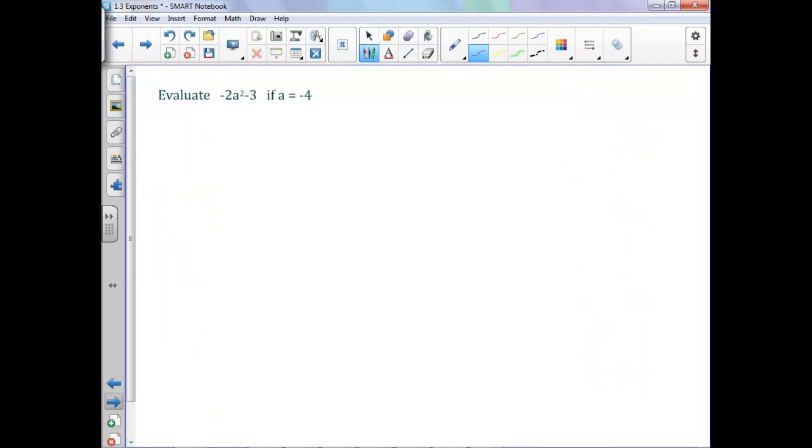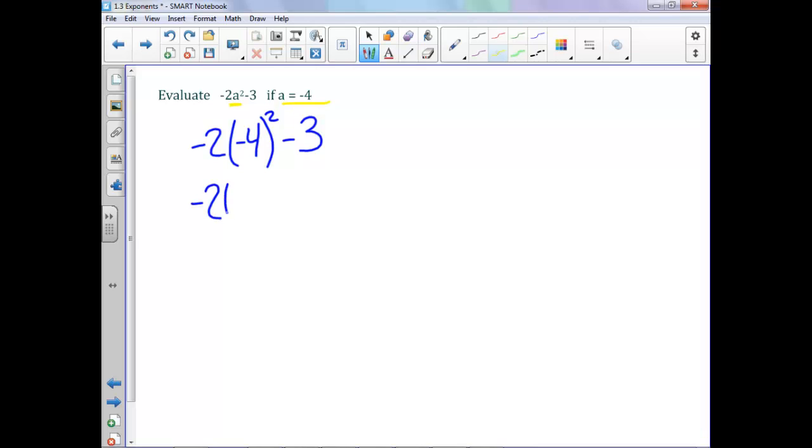And then the other issue we're going to see in this section is something like this. Evaluate an expression given a specific value. So that means anywhere we see an a, we're going to use negative 4 because we want to know when a is negative 4. So we'll have negative 2 instead of a. Once again, we'll have negative 4. We want to square it, minus 3.